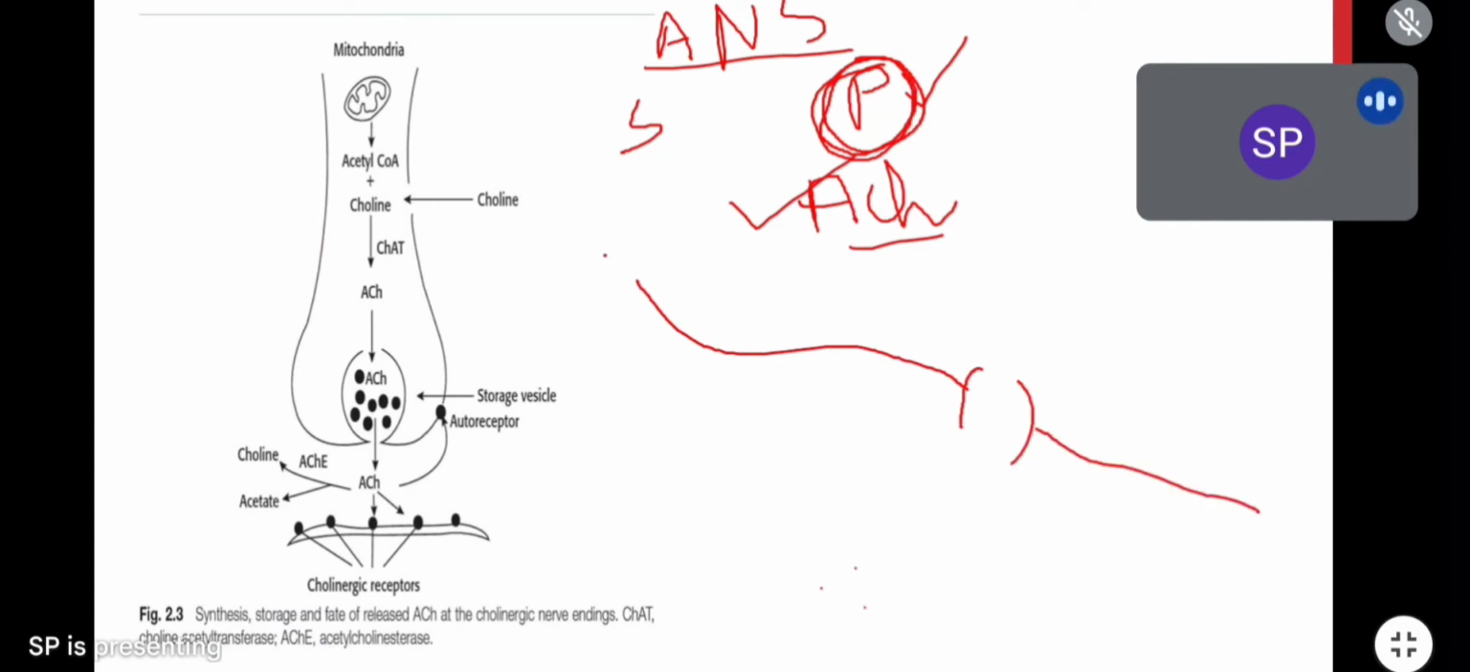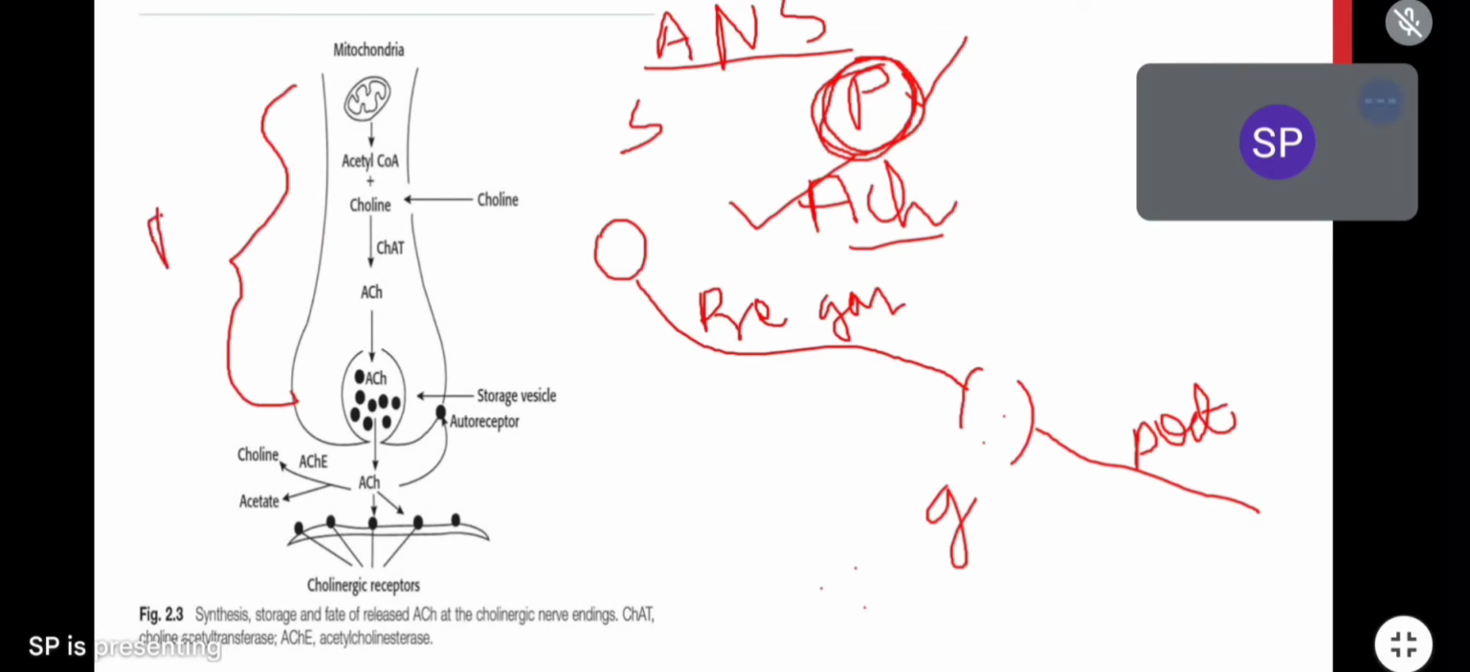Just imagine this is the brain, this is the preganglionic nerve fiber, and this is the postganglionic nerve fiber, and in the middle we have the ganglion. This is the ganglion. Just imagine this total part is the preganglionic nerve fiber.